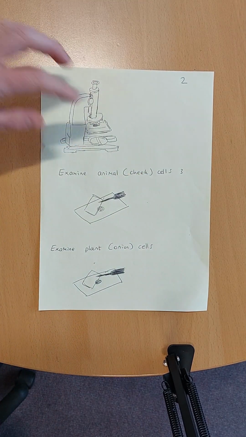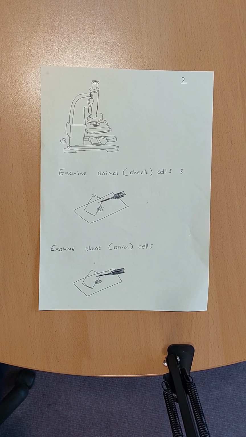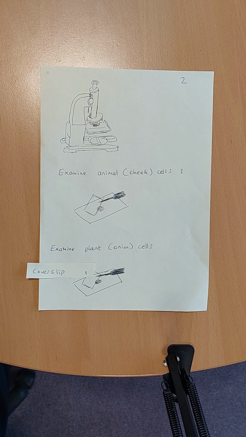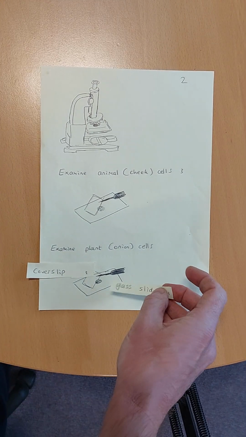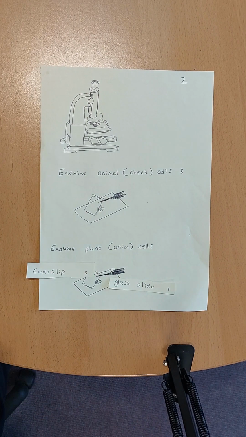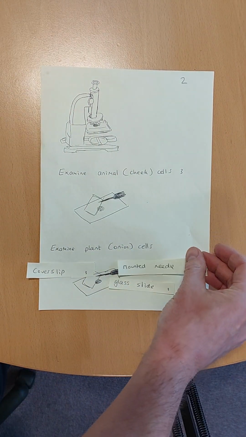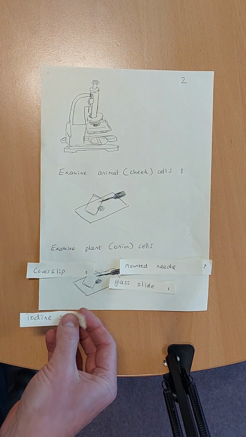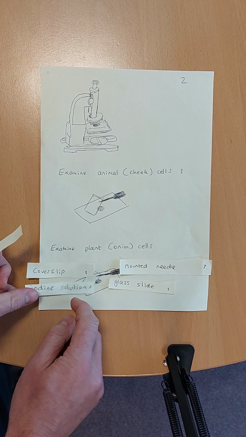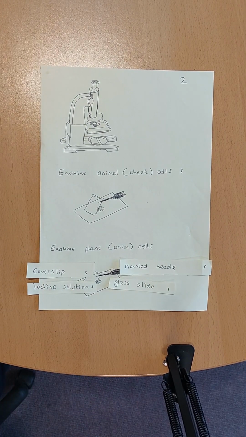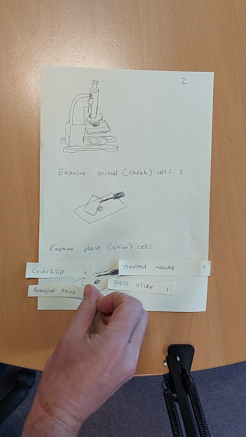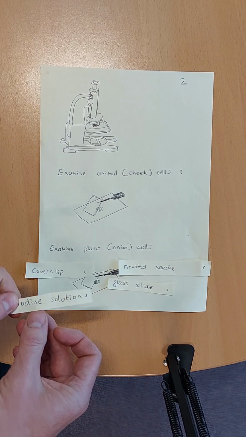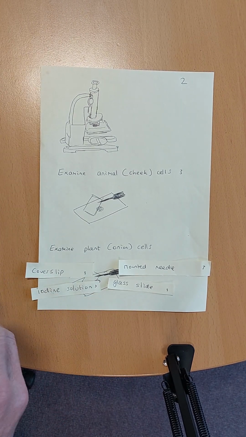Right, so let's have a look at the onion cell. Again, cover slip. Now some people get cover slip and glass slide mixed up. The glass slide is always the big bit at the bottom. Then we have our mounted needle again, except this time, instead of methylene blue, we have a blob of iodine solution. And again, biological staining. The iodine solution helps the onion cells stand out nicely when we magnify them.